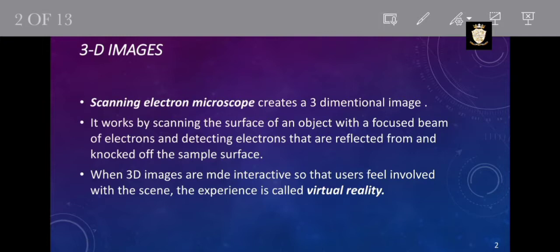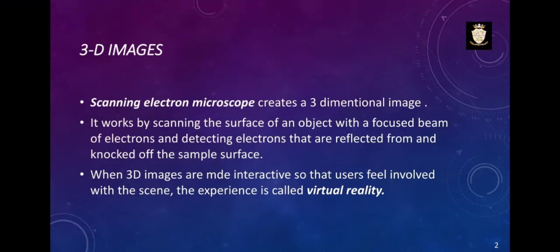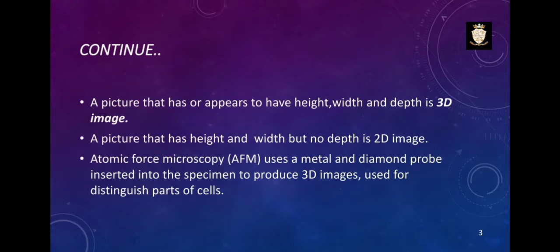The visual experience we get from this 3D image is called virtual reality. 3D images are different from 2D images. That is, a 2D image has only height and width, with no depth. But in the case of a 3D image, we get the height, width and depth of the image.